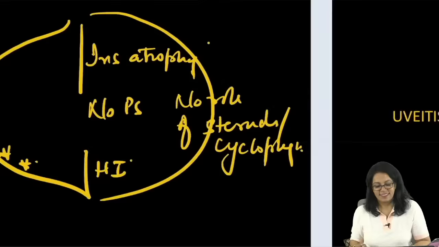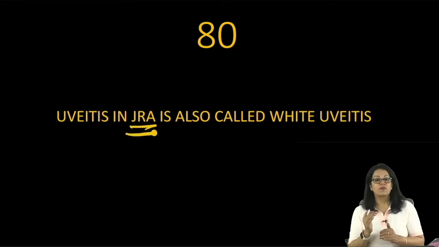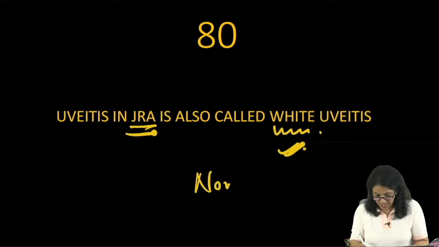Okay, next. Uveitis in JRA is also called white uveitis. You know why? Because it's an atypical anterior uveitis. In juvenile rheumatoid arthritis there's no pain, no redness, no photophobia, no blepharospasm. That is why the eye is white and therefore you call it white uveitis. We'll not forget this. What type of uveitis? Non-granulomatous anterior uveitis.